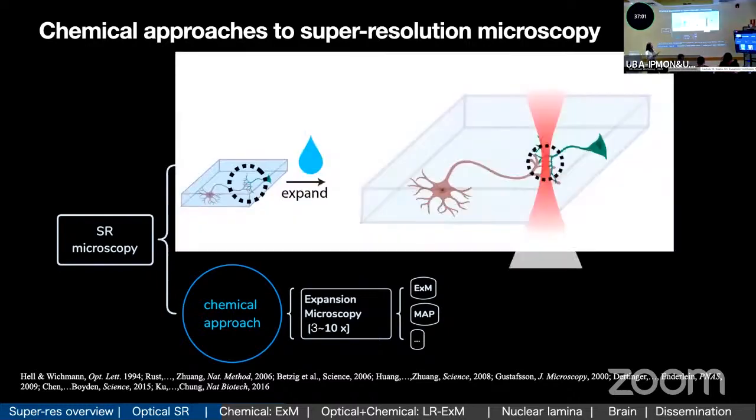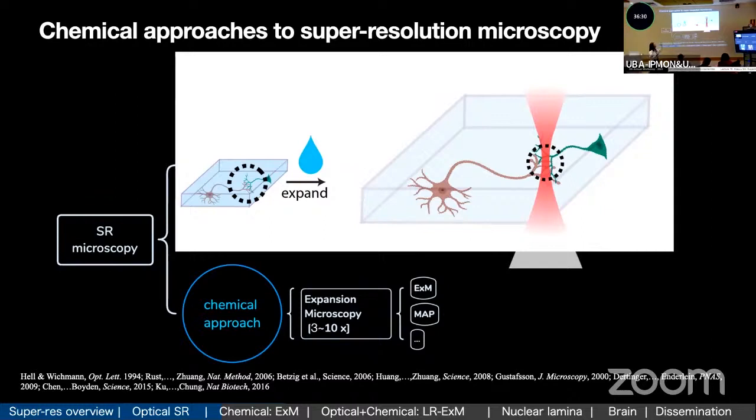The idea of expansion microscopy is basically a sample preparation method, very distinct from the optical approaches. You don't need an advanced microscope to achieve super resolution. Instead, you physically expand, enlarge your sample in 3D. In each dimension, you would expand your sample by 3 to 20 times. It depends on what protocol and what method you use, and I'm going to talk about it later.